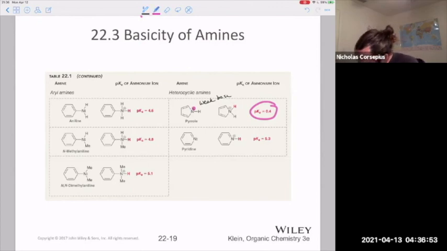If we look at something like pyridine, also an aromatic compound, the pair of electrons is not participating in resonance. So its pKa is comparable to aniline, because it's basically got a lone pair that can act as a base and grab a proton.